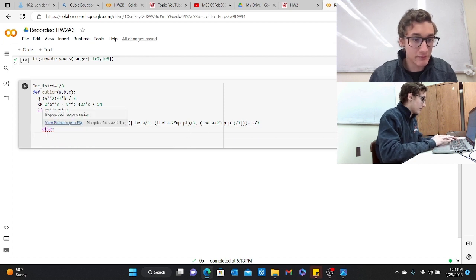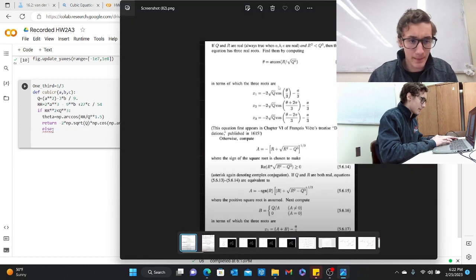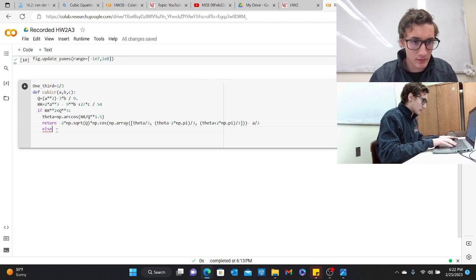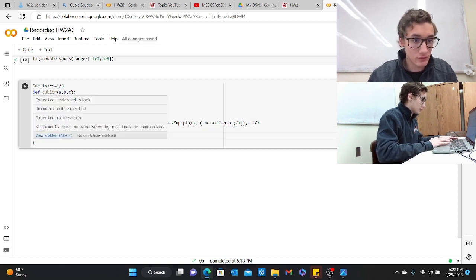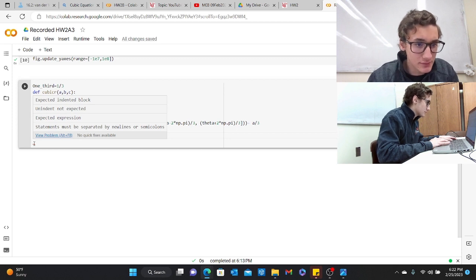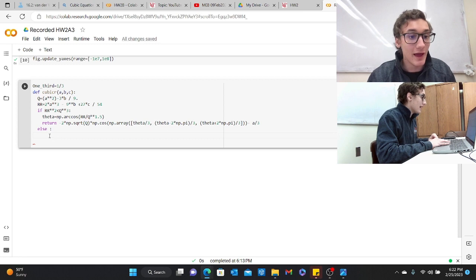Let's see, does this have a bad indent? Maybe let's try that. Yeah, there we go. It says expected indented block, and then expected. Nah, we'll worry about that later.